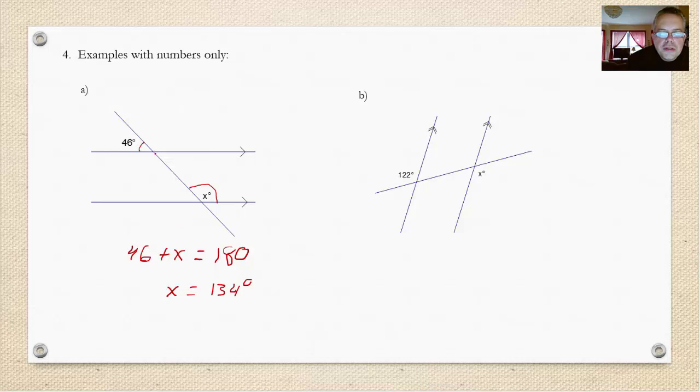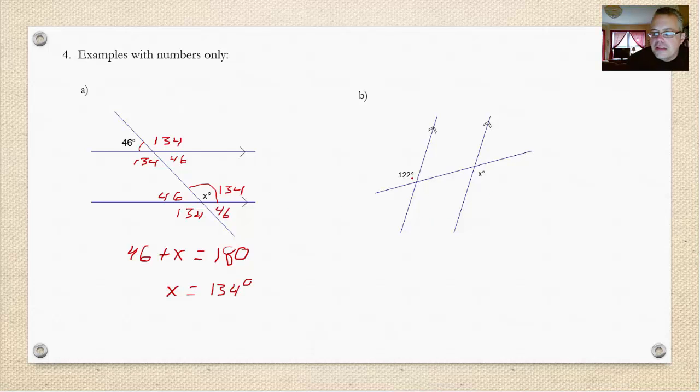Another way you could do this is just start labeling angles in the figure. This one's 134, this is 134, this is 46. These must match, so those are 46, 134, 46, 134. So either way, think: if one's acute and one's obtuse, they're supplementary. Or if it's just a problem involving numbers, maybe label all the angles and you'll get to the one you want.